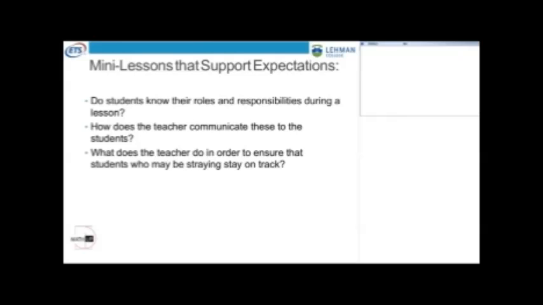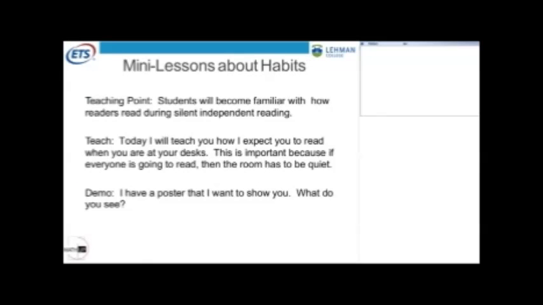So during our mini lesson, we need to think about how we insert direct instruction about how students are expected to behave and the reasons why. So here's an example about mini lessons with habits. The teaching point could be: students will become familiar with how readers read during silent independent reading. And the teach could be: today I'm going to teach you how I expect you to read when you're at your desk. This is important because if everyone is going to read, then the room has to be quiet.